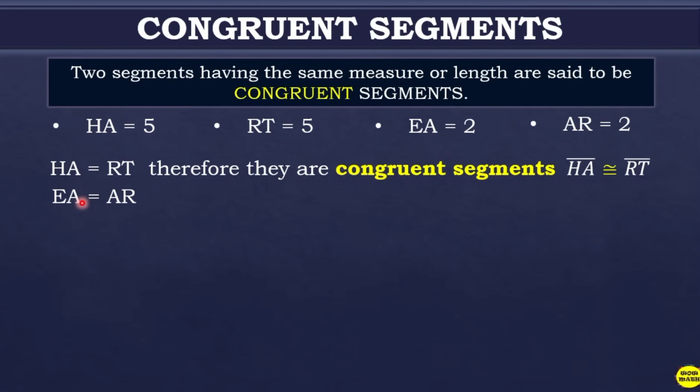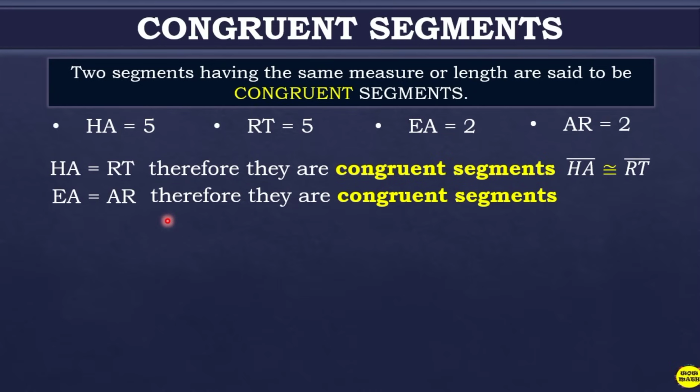So, I also have EA is equal to AR kasi as you can see, they both have a measure of 2. Okay? So, pareho silang 2. Therefore, they are also congruent segments. So, line segment EA is congruent to line segment AR.